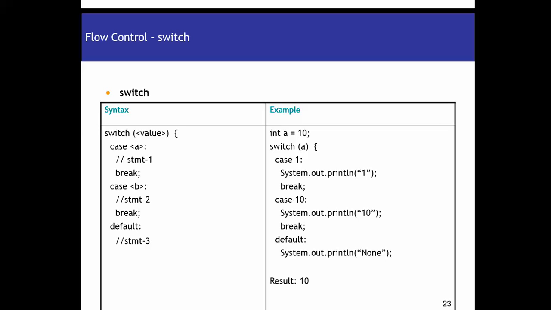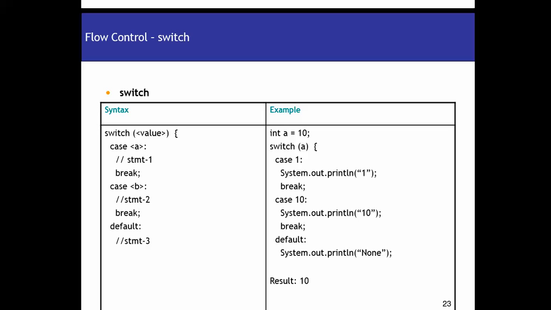Okay, let me take an example here. Suppose I have written a number as 10. You take that example. Suppose I have written a number 10, and I have passed this value to switch statement, switch of a. So a here is 10, right? So I want to check that condition.